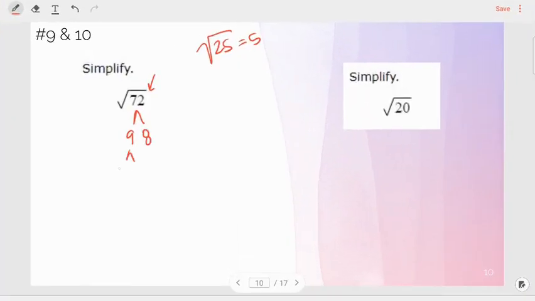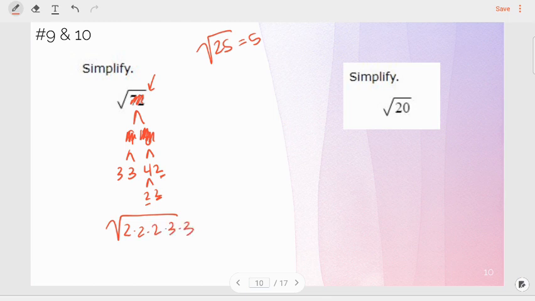9 splits into 3 and 3, and 8 splits into 4 and 2. Now I'm going to go back and cross out anything that I split so I don't use those numbers when I go to do my simplifying process. 4 splits into 2 and 2. So my new radical looks like this: 2 times 2 times 2 times 3 times 3.